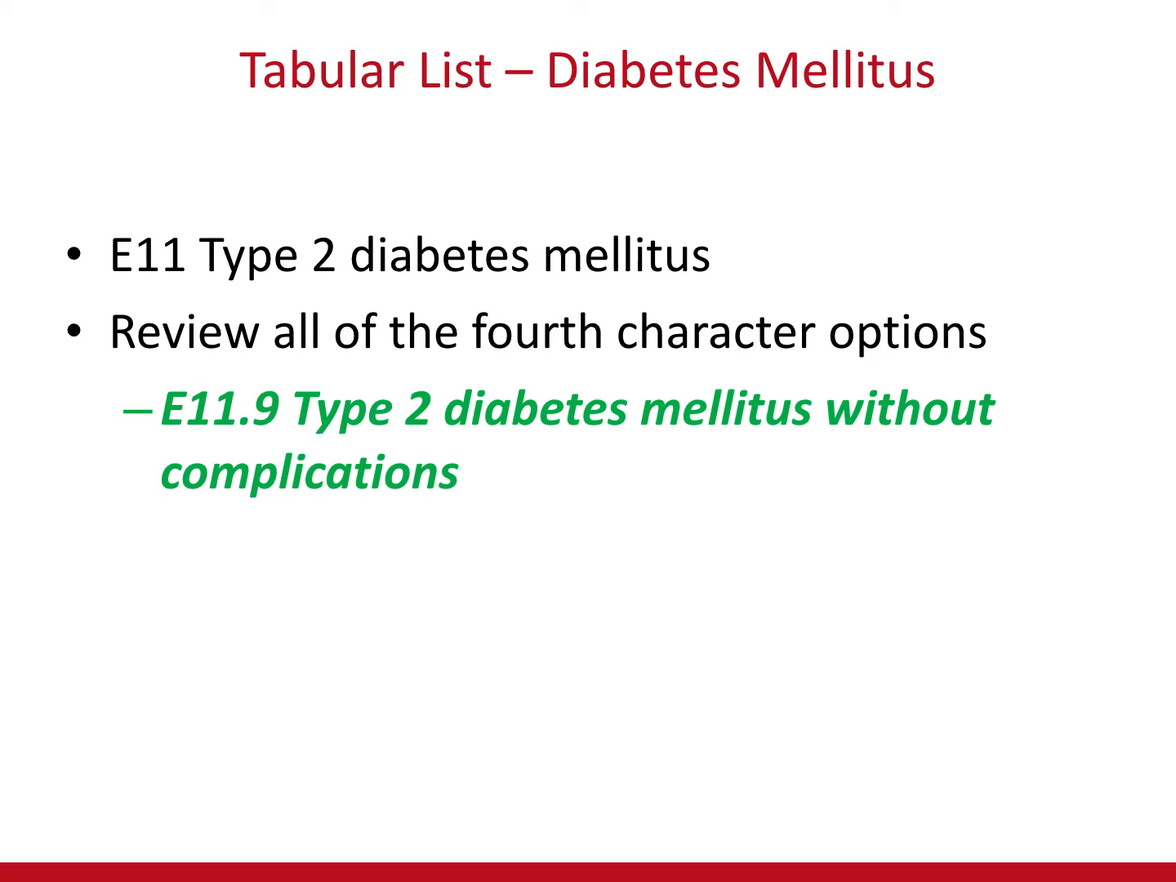Read through all of the 4th-character options, and you'll find the best one is E11.9, type 2 diabetes mellitus without complications. The problem with Fiona's heart is not a specified complication of diabetes mellitus, and there's nothing else mentioned. So we know with confidence that we can report type 2 diabetes without complications, E11.9.